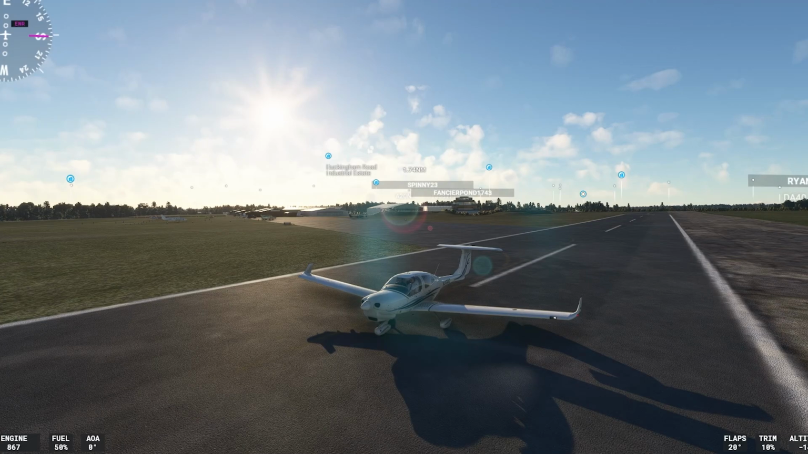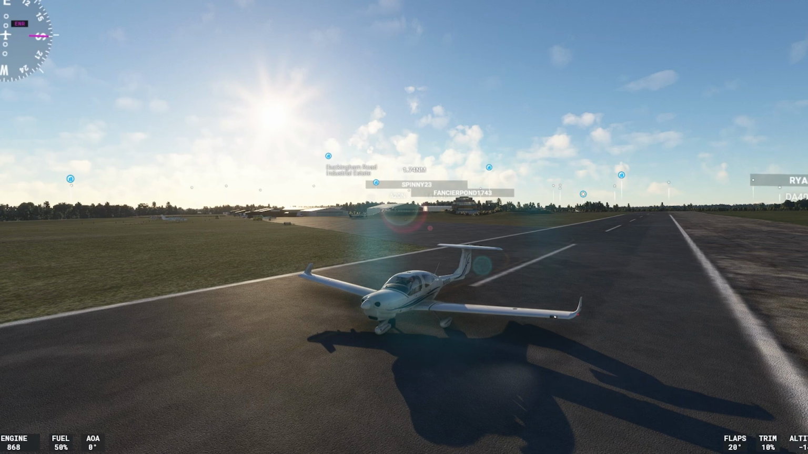Okay, so today you catch me at my local again, Sywell Aerodrome in Northamptonshire, and I thought I'm going to share one of the coolest things that I have learned in my short time in Microsoft Flight Simulator, and that's flight level change. So let's get inside the aircraft and have a look.